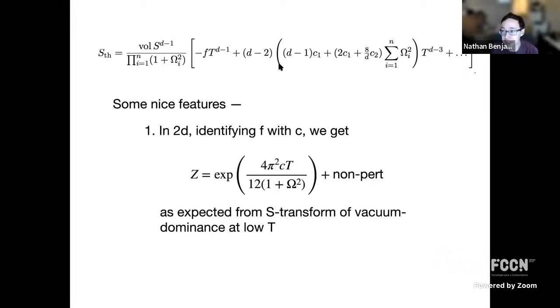First of all, let's just make sure we get the right answer in 2 dimensions. So if I plug in d equals 2, this term vanishes, and in fact all of the higher derivative terms vanish, as they must. And we get this expression here. And this is exactly what you get from the S transform of the vacuum state at low temperature. This is just a sanity check that we get the right answer in 2 dimensions.